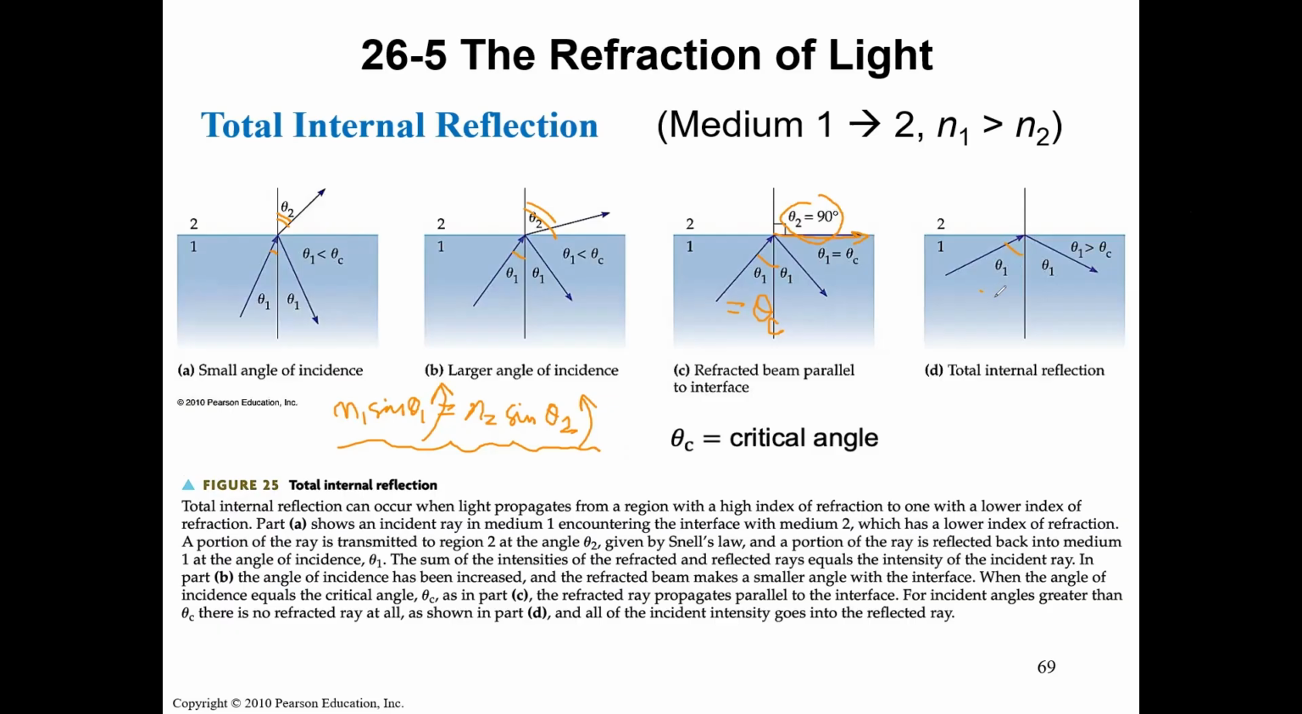What happens is that when theta 1 is not larger than theta c, we cannot solve the equation and find theta 2, and there's no theta 2, and there's no refraction. In that case, all the light will be reflected at the interface between air and water. And that is called the total internal reflection. It is a total reflection because there's no light going in refraction. It is internal because everything happens inside medium one, the medium with higher refractive index.